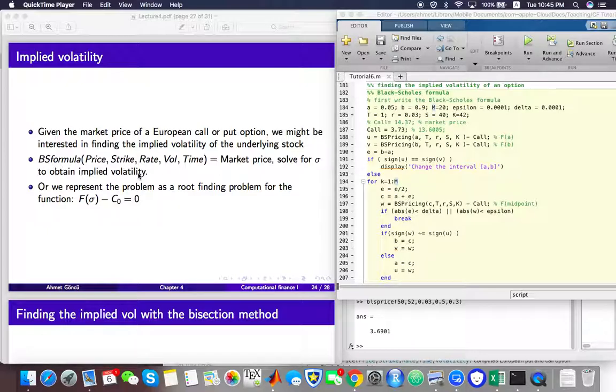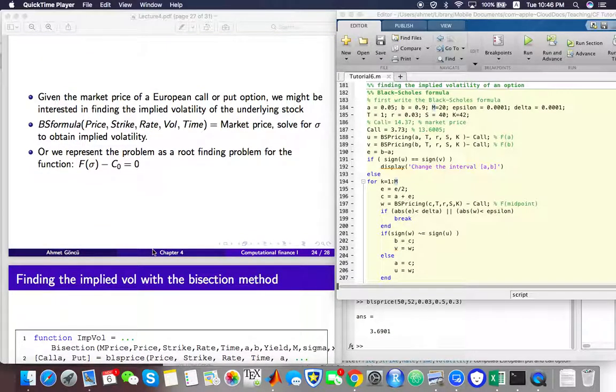Basically, we know the Black-Scholes formula now, and we have written the function for that. And we have this right-hand side in this equation, which is the market price. So what we can do is take the Black-Scholes formula minus the market price, and this will be equal to 0 in this representation. So actually, we are trying to find the root of this function with respect to the volatility of the option. We are trying to find the right volatility that makes this expression equal to 0. So how can we do that?